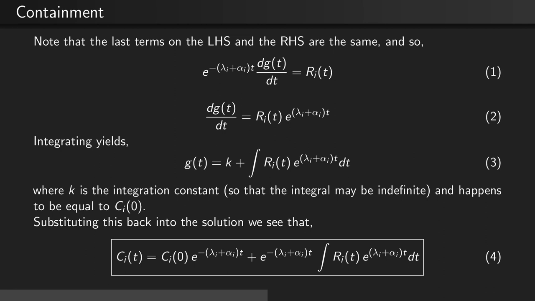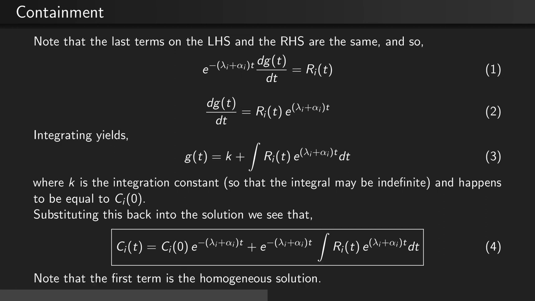Substituting this back into the original solution, we see that c_i of t equals c_i of 0 times e to the negative (lambda_i plus alpha_i) t, plus e to the negative (lambda_i plus alpha_i) t times the indefinite integral of r_i of t e to the (lambda_i plus alpha_i) t dt. Note that the first term is simply the homogeneous solution once again.